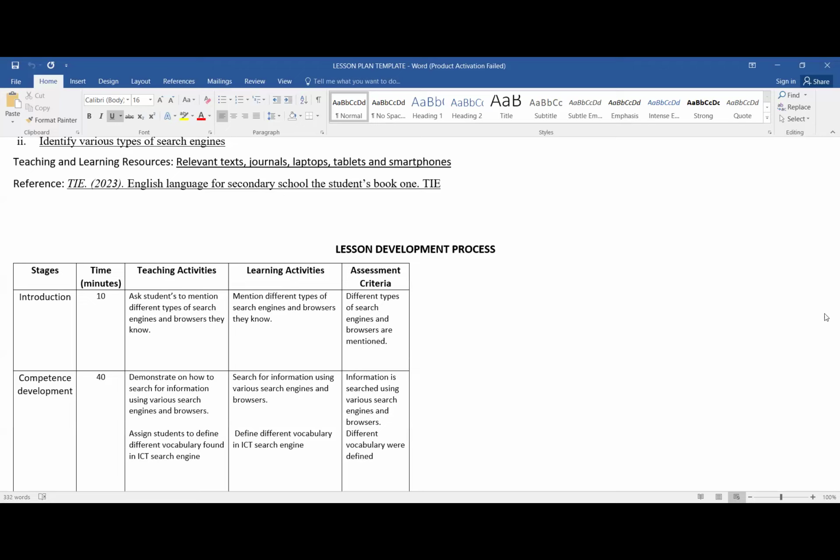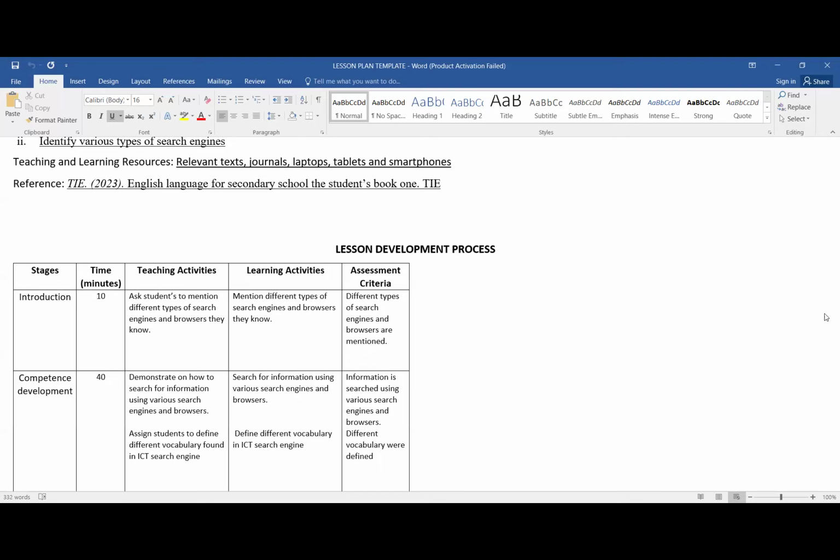And for the assessment criteria, do you remember that in the criteria tools there, you say that you're going to use the checklist, you're going to use the observation sheet. So assessment criteria means that you take it from the learning activities now. How do you know this? There is the assessment criteria. So what's happening after these learning activities? You take that different types of search engines and browsers are mentioned. So for the assessment criteria, you get the result of what has been happening in the learning activities.